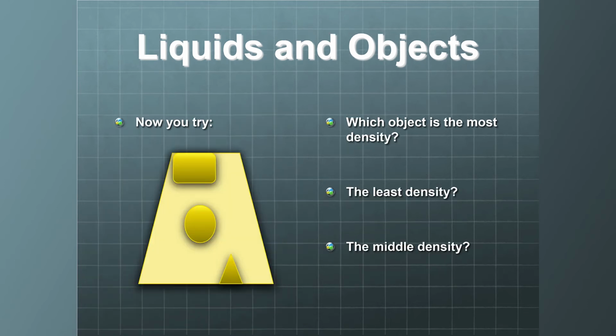All right, let's try another one. So which object's the most, the least, and the middle in terms of density?